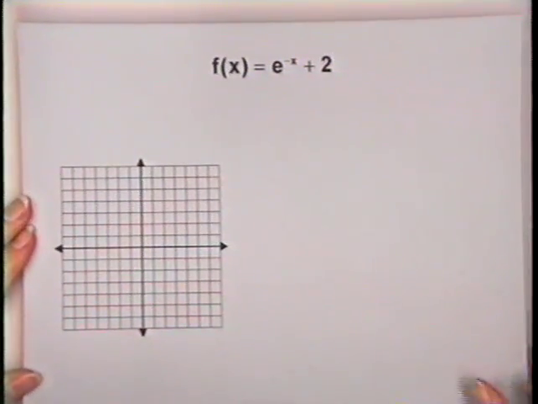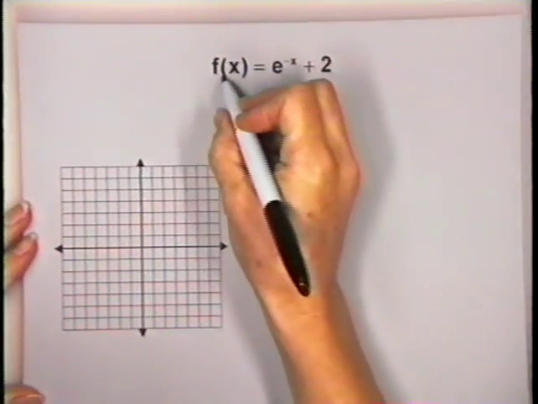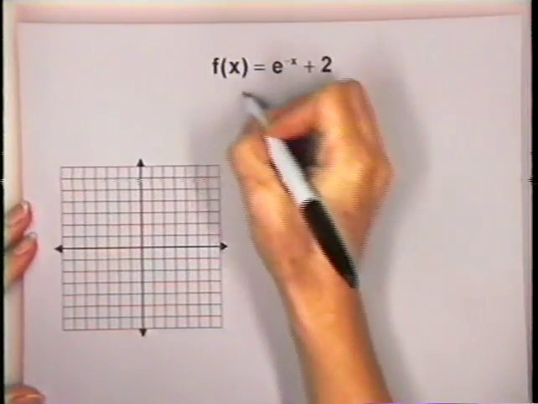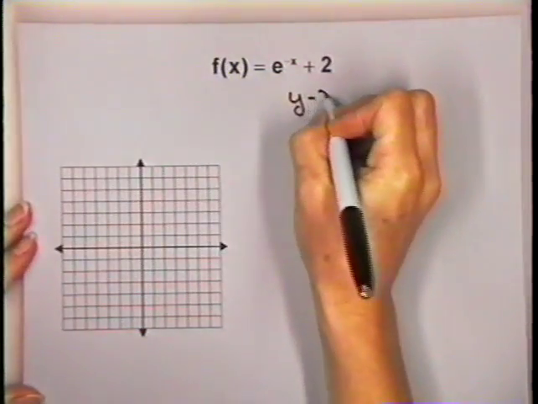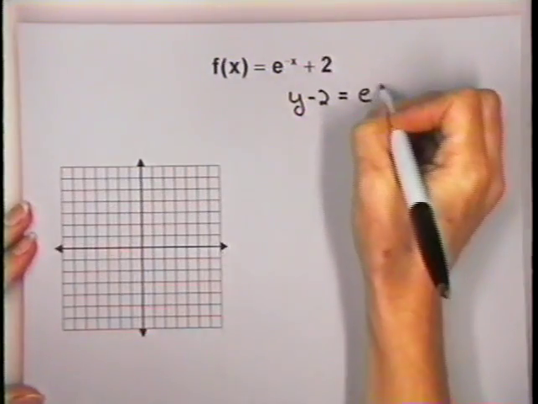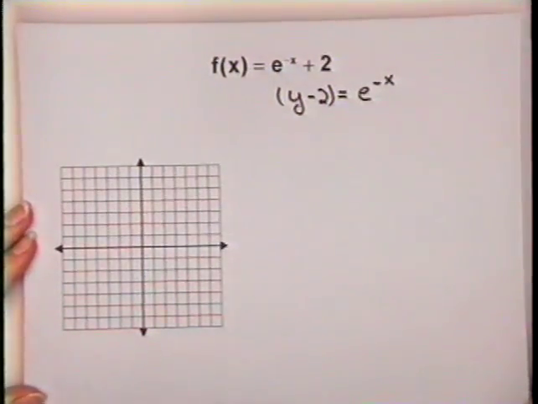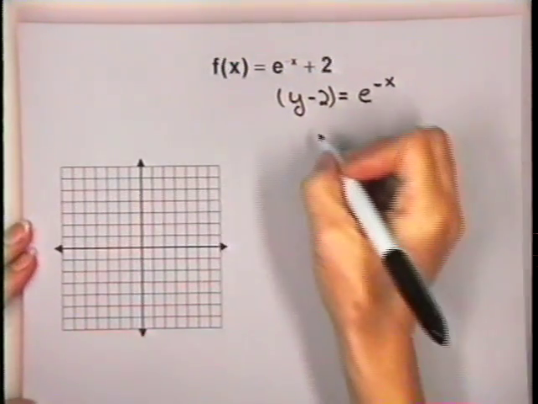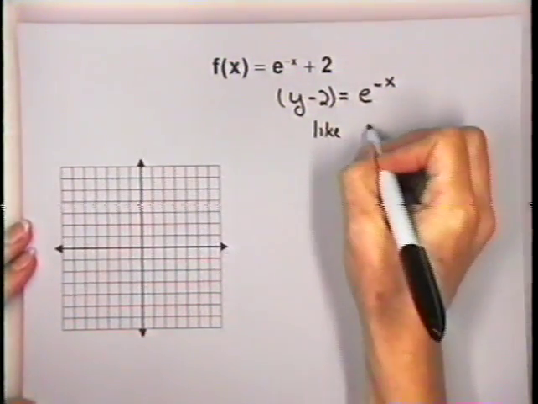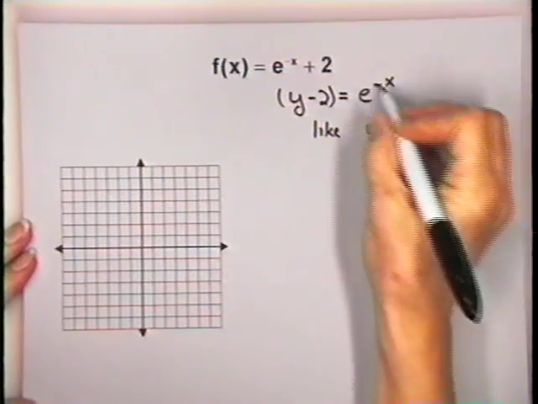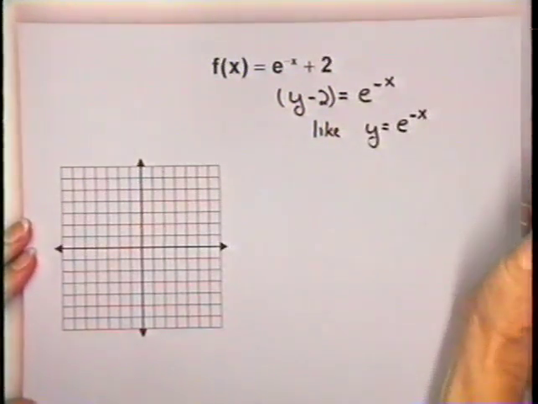Well, let's see what's happening with this graph. I'm going to rewrite it. I'm going to call this y. I'm going to subtract this 2 and bring it over here with the y. So I have y minus 2 equals e to the negative x. And I'm going to group that y minus 2. Now we have a shift, don't we? This is going to be like the graph of y equals e to the negative x. I'm going to go ahead and write that on there.